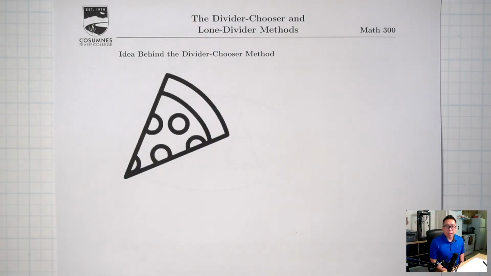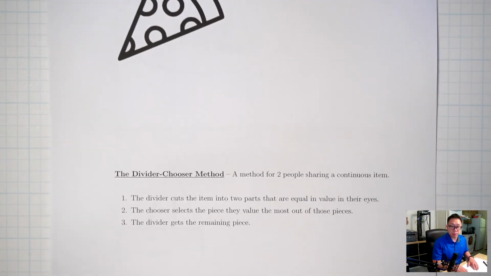Hello, welcome back. Today we're going to talk about two methods for sharing continuous items. Continuous, remember, means that these items can be cut up. For example, food and land. The first method we're going to talk about is called the divider-chooser method.